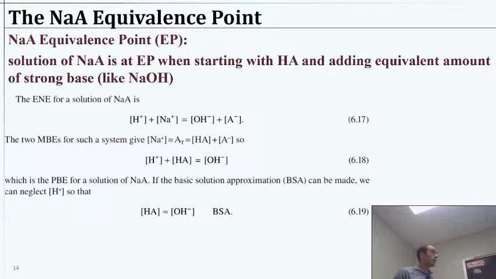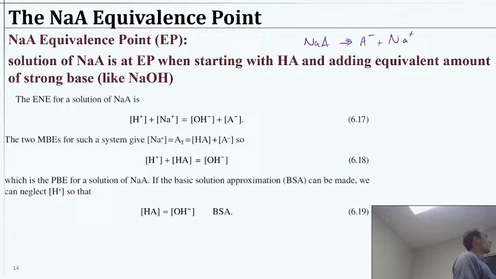Okay, we can then also think about kind of the inverse, the NaA equivalence point. So it's kind of like the basic version of the acidic equivalence point. In this case, the equivalence point is reached when we add enough NaOH or some other strong base to meet the conditions where, if we started with just HA, now we have the same amount of A minus in solution. Because again, in this case, we have NaA going to A minus, and well, in this case, probably not an equilibrium. And Na plus is just a spectator ion, doesn't do anything.